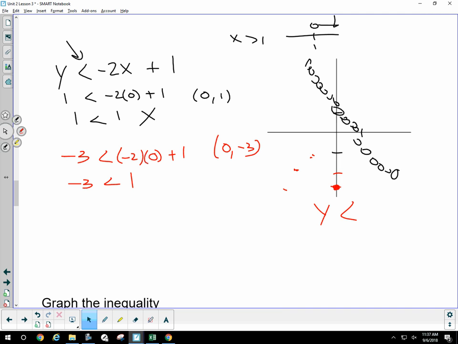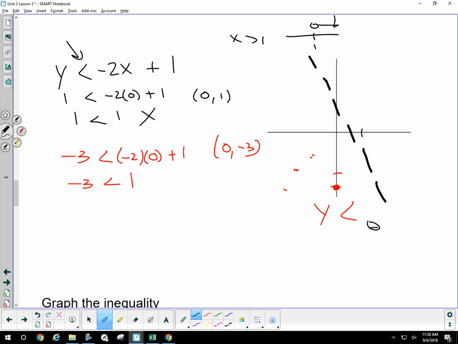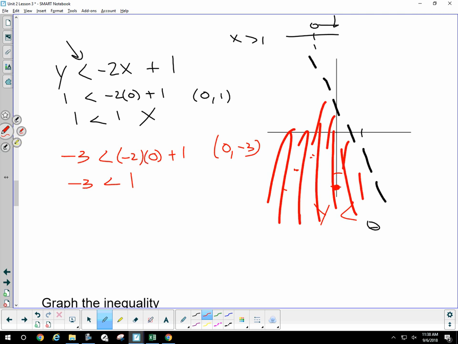Now we're not going to use open circles because this is annoying to draw. So what we actually use is a dotted line. A dotted line represents open circles, but we will shade to show where my actual solutions are.